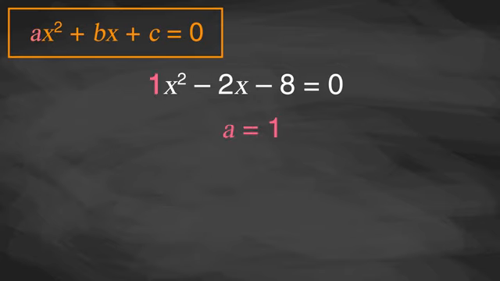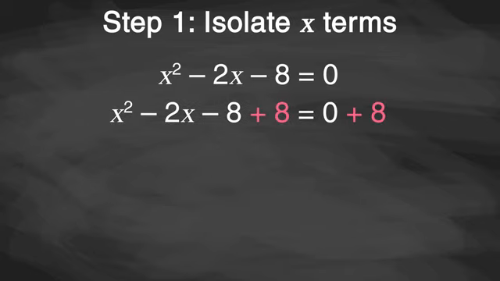A is the coefficient of the squared term and equals 1. It's implied even though it's usually not written. B is the coefficient of the linear term and equals -2. C is the constant term and equals -8. Now we're ready to solve the equation by completing the square. Step 1. Move the constant c to the other side of the equation. Since c is -8, we use the opposite operation by adding 8 to each side.